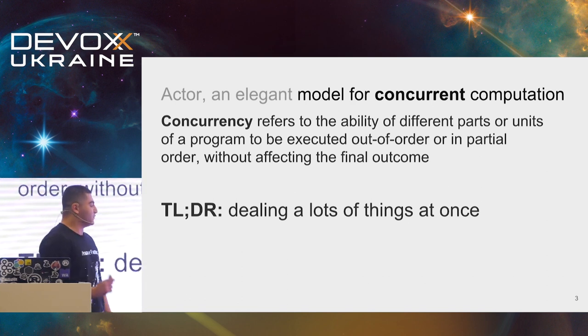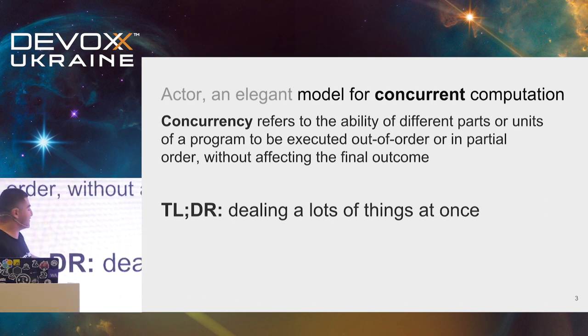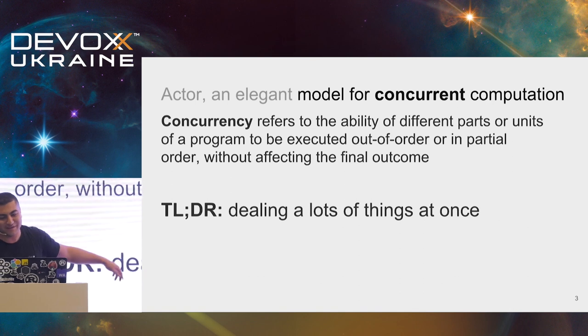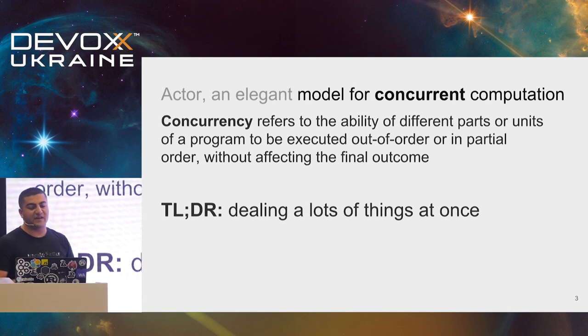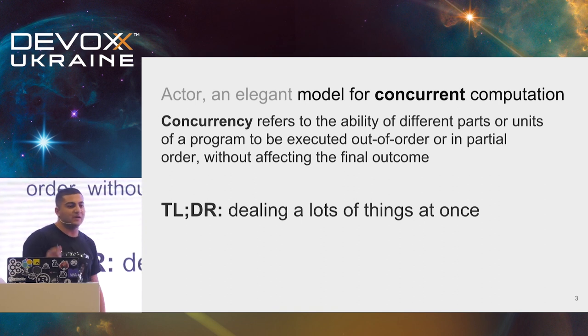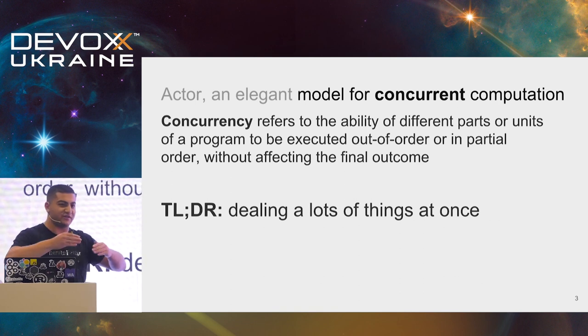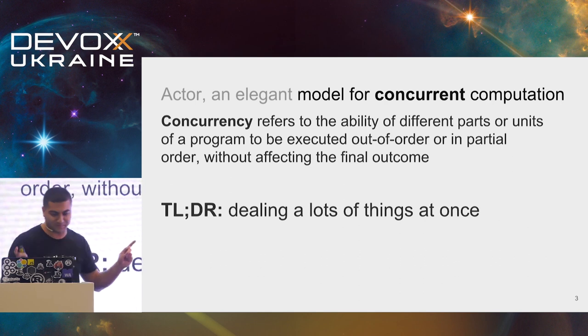So concurrency, what does it mean? Don't read the text. Read this. It's better, I think. Concurrency is about dealing with a lot of things at once. If we compare this to parallelism, parallelism is doing a lot of things at once, and concurrency is dealing with them.